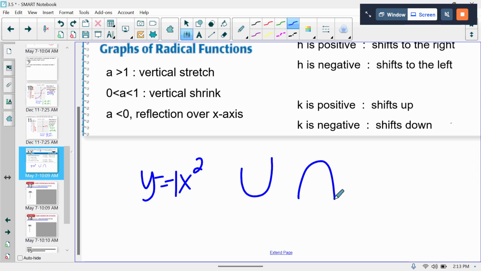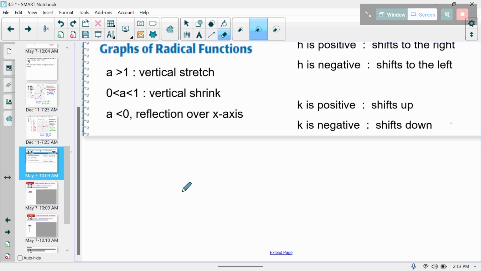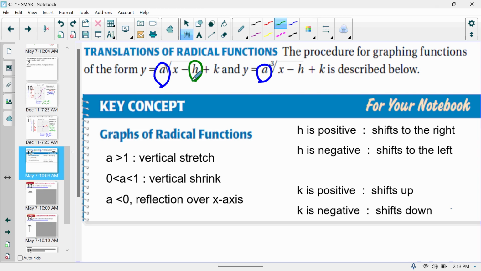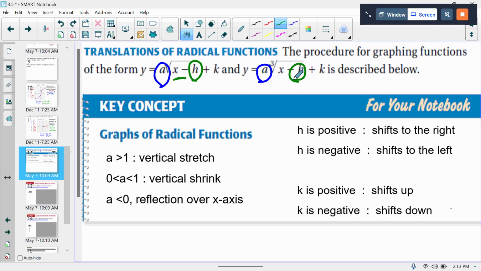So it's the same idea. If a is negative, it's going to flip it, okay? Now we're going to look at what would happen if there was something added or subtracted to the x underneath the root. That's going to take our graph and shift it either to the right or left, okay? If h is positive, it's going to shift our graph to the right.